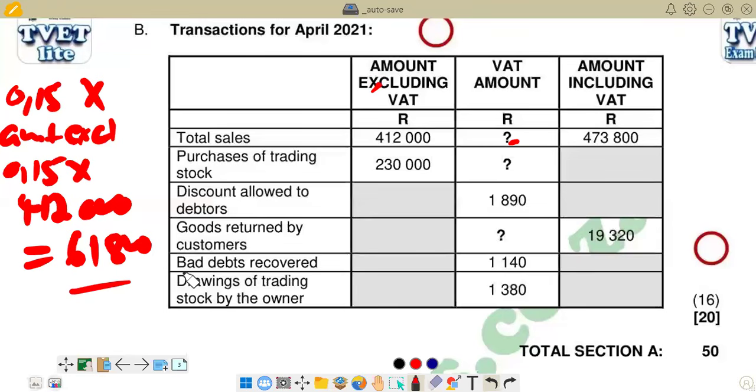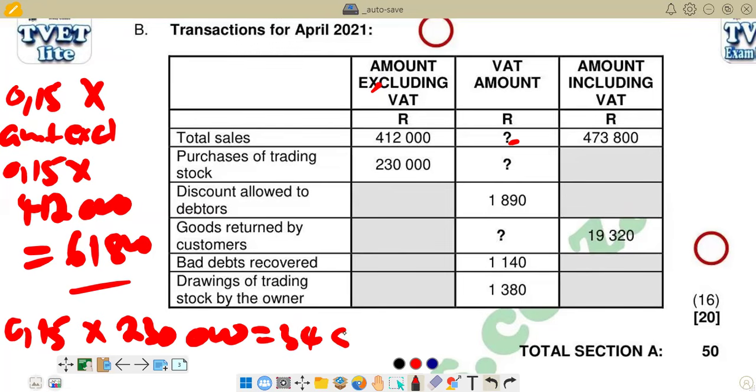Then we go to the next one. On the next one, we are given the amount excluding VAT again, and we don't have the VAT component. So we are just going to use the same approach by saying 0.15, which is 15%, and then you multiply by 230,000. Let's try to see, 0.15 times 230, then you get 34,500.